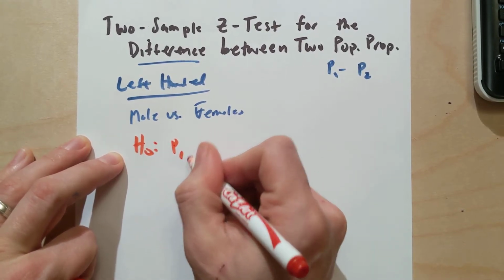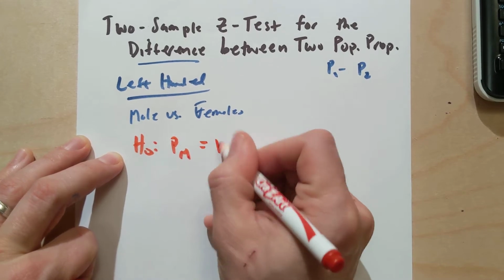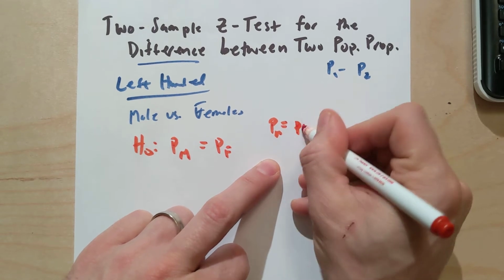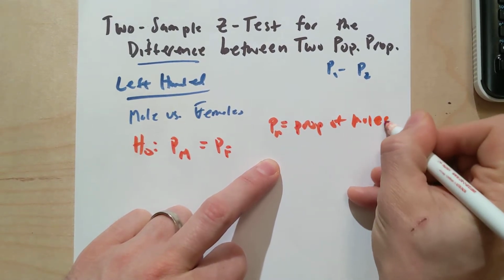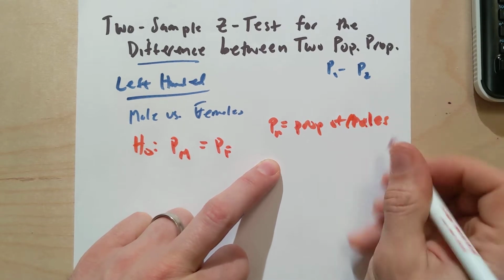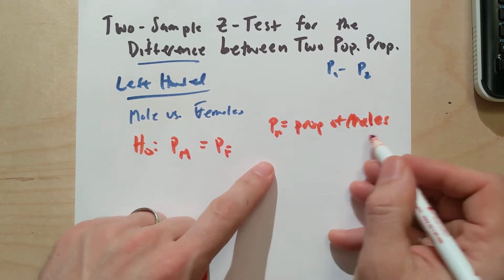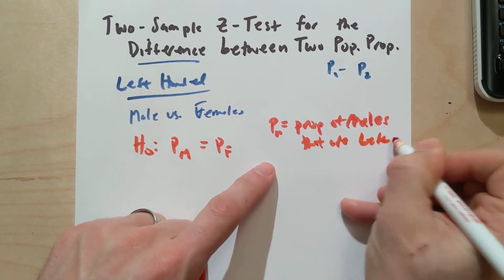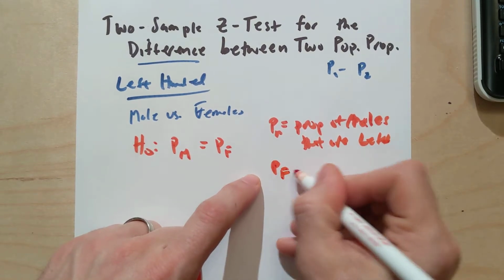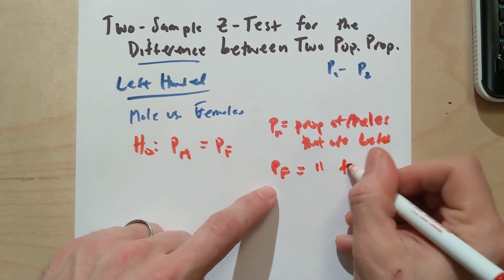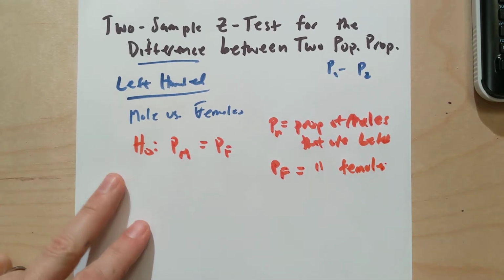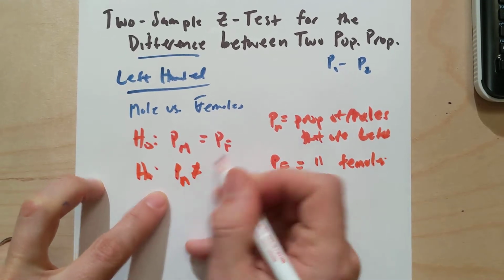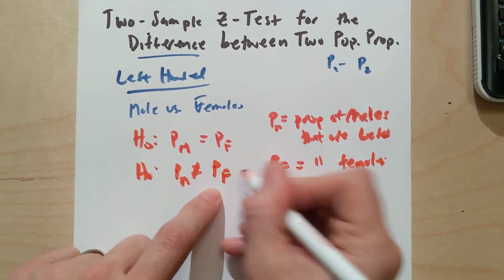P1, actually let's use useful letters. PM is equal to PF, right? Where PM is the proportion of males, that says males, not moles. Terrible handwriting, sorry, Amalia. Proportion of males that are left-handed, and then of course PF is the same thing for females. And so as a null hypothesis, we might say that it's the same. An alternative could be something like, maybe it's not the same. The proportion of males is not equal to the proportion of females who are left-handed.